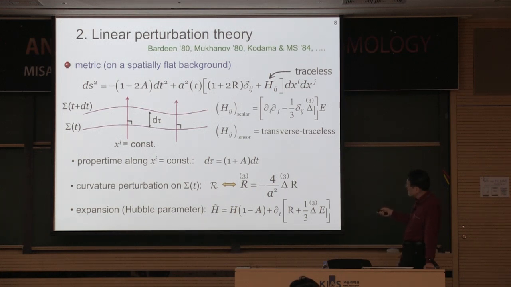So this R just behaves like a potential. Right? And another important thing is that if you compute the fluctuation of the expansion rate, then you have the background expansion times 1 minus A plus a total time derivative. This is the most important point. And actually, as you can see, this has nothing to do with the theory of gravity.